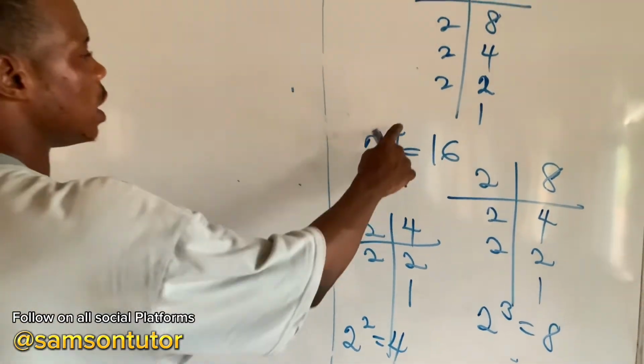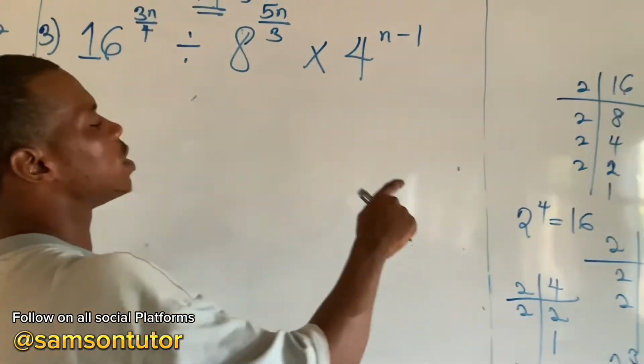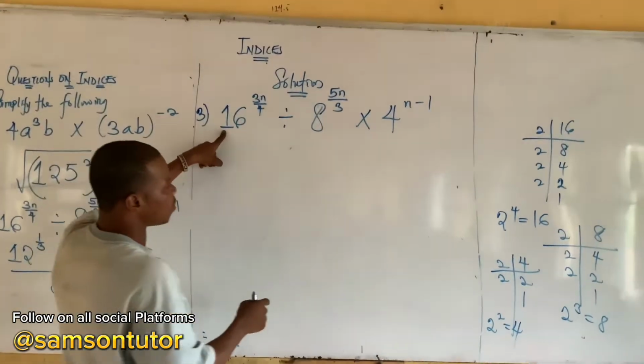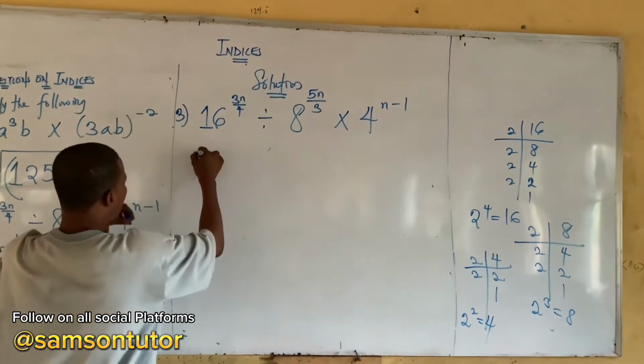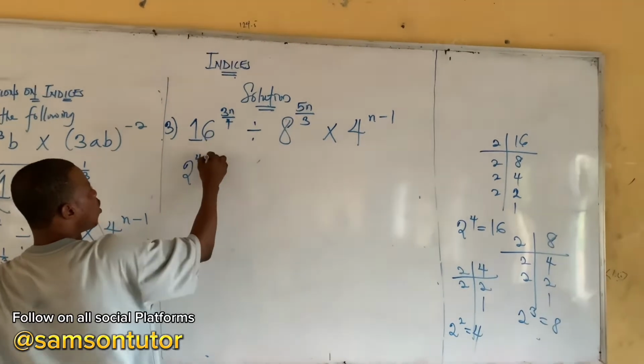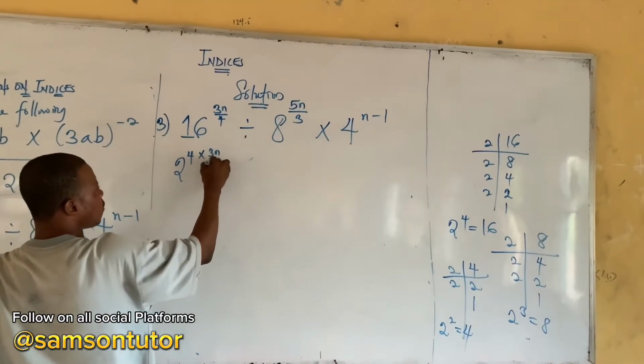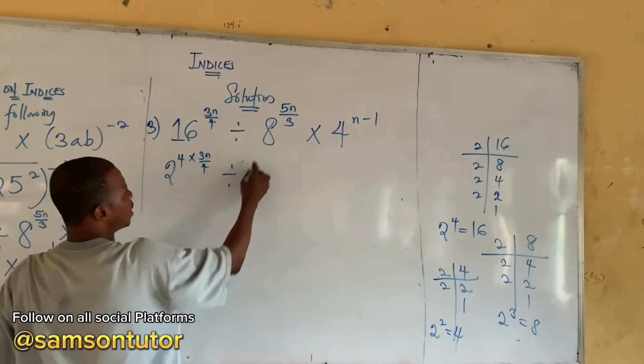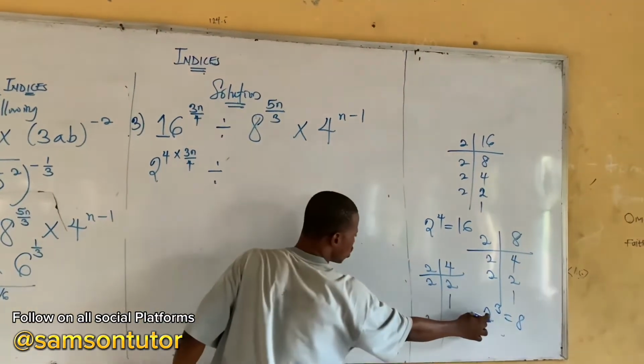4. Now, these are the numbers, the base you can decrease the following number to. 16 can be decreased to what? 2 raised to power 4. So we have 2 raised to power 4 times its initial power, which is 3n, all over 4, divided by 8, which can also be decreased to the lowest base, which is 2 raised to power 3.